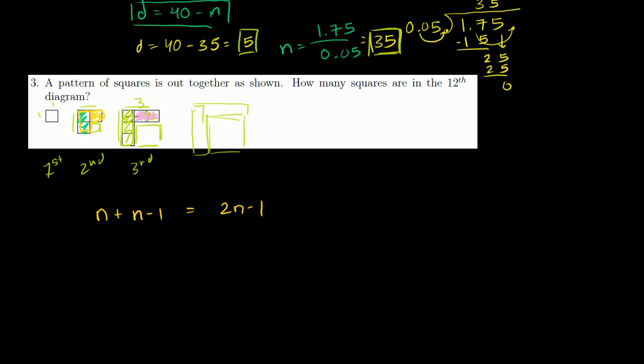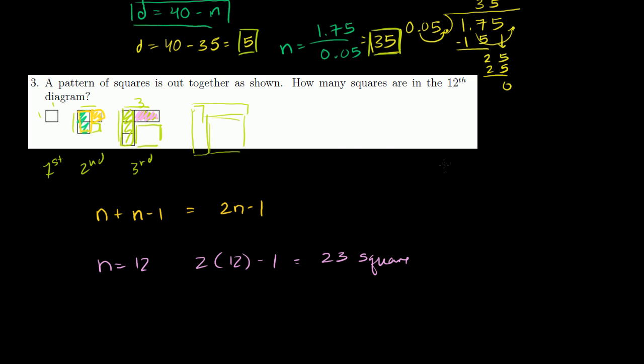And it works, right? 2n minus 1. 2 times 3 minus 1 is 5. 1, 2, 3, 4, 5. So it works for these three. So for the 12th square, when n is equal to 12, it's going to be 2 times 12 minus 1, which is equal to 24 minus 1, which is equal to 23 squares in the 12th diagram.